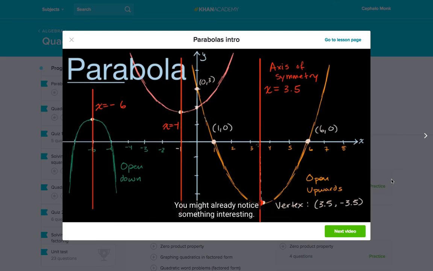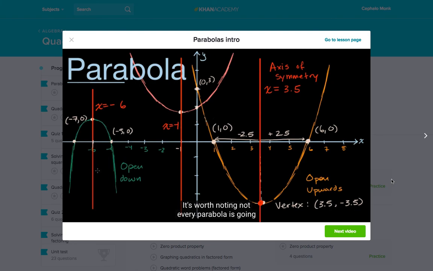Now, you might already notice something interesting. The x-intercepts are symmetric around the axis of symmetry, so they should be equidistant from that axis. And you can see they indeed are. They're both exactly 2.5 away from it. So if you know where the intercepts are, you could take the midpoint of the x-coordinates, and that gives you the x-coordinate of the axis of symmetry and of the vertex. Similarly, for the green parabola the x-intercepts look like (-7, 0) and (-5, 0), and the x-coordinate of the vertex, or the line of symmetry, is right in between those two points.